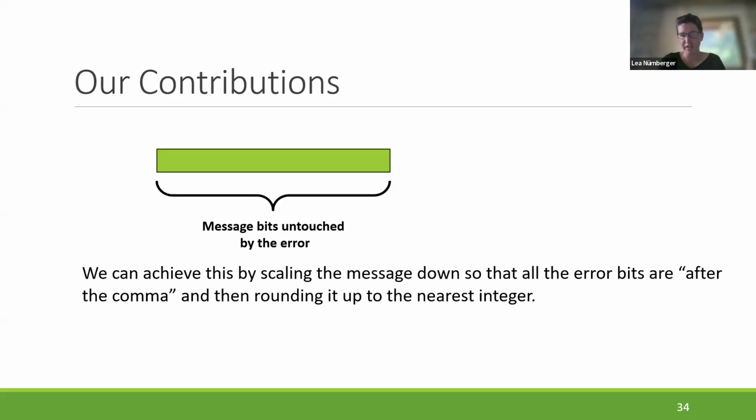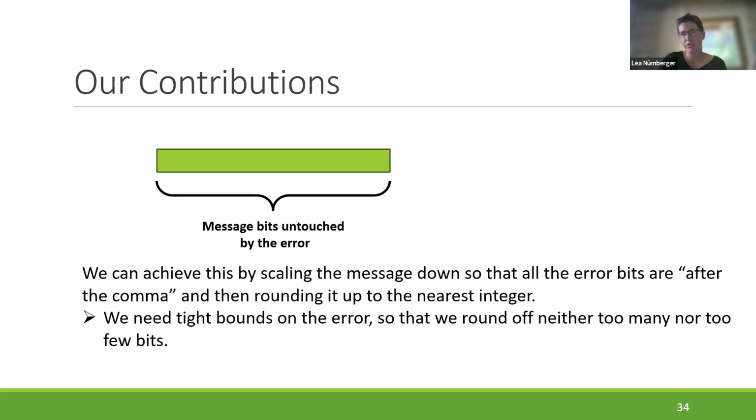And we can achieve this by scaling the message down so that all the error bits are pushed to the right side of the comma, and then by rounding it to the nearest integer, this should only leave us with the green part of the message. And then if we return this message, there are no more error terms in it. So nothing that could be used in a Li and Micciancio type of attack. So this, in theory, should make CKKS q-IND-CPA-D-secure.